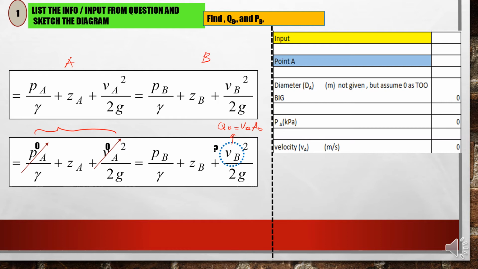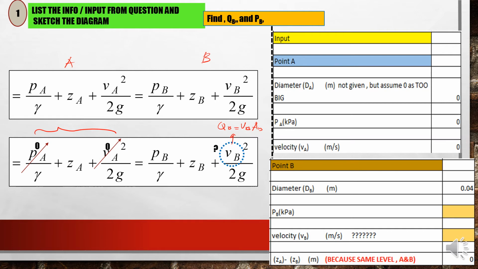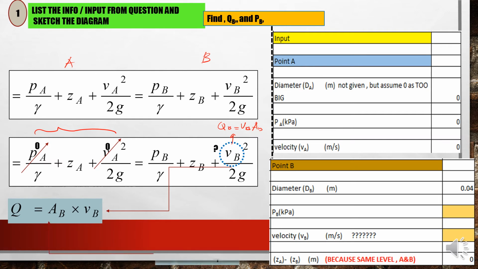This is the input that we can get. We know that DA, we just assume it is 0. That's why the VA becomes 0. For point B, we know that the diameter is actually 0.04 because it is located somewhere in the middle. From VB, as I said just now, we can use it to determine the QB. And AB we can just calculate by using the diameter provided at point B, which is given in the diagram, which is 0.04.